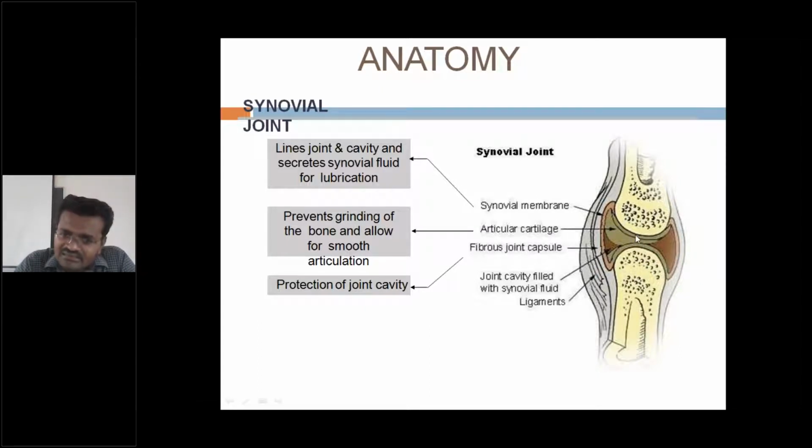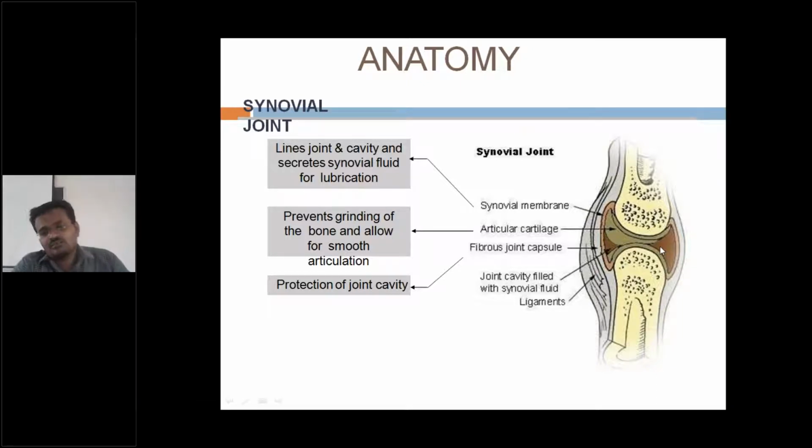Okay, here we have cartilage, and this whole thing will be lined by the synovial membrane. What is the importance of the synovial membrane? There will be abundant blood supply here, and through the synovial membrane there will be secretion of the synovial fluid. It is like an ultrafiltrate from the blood.